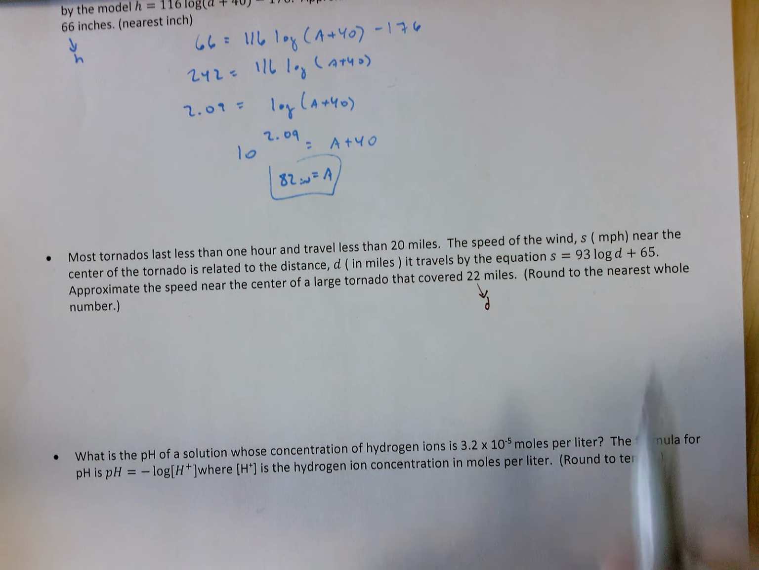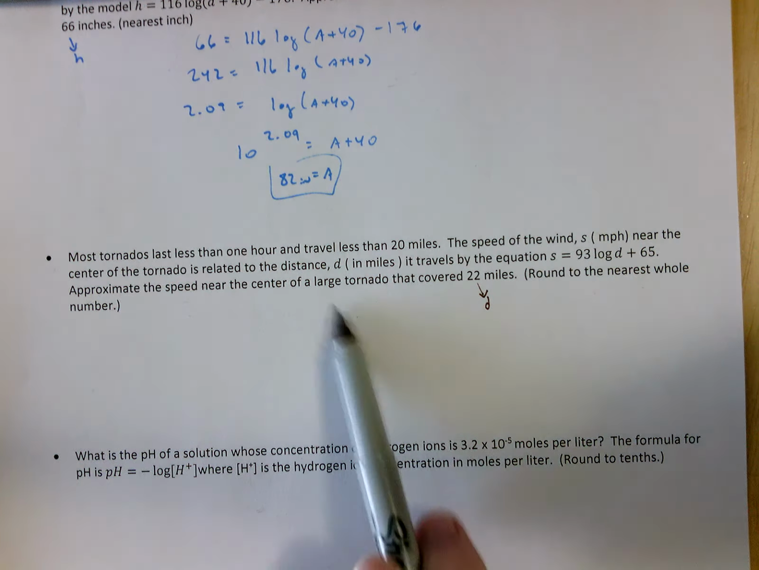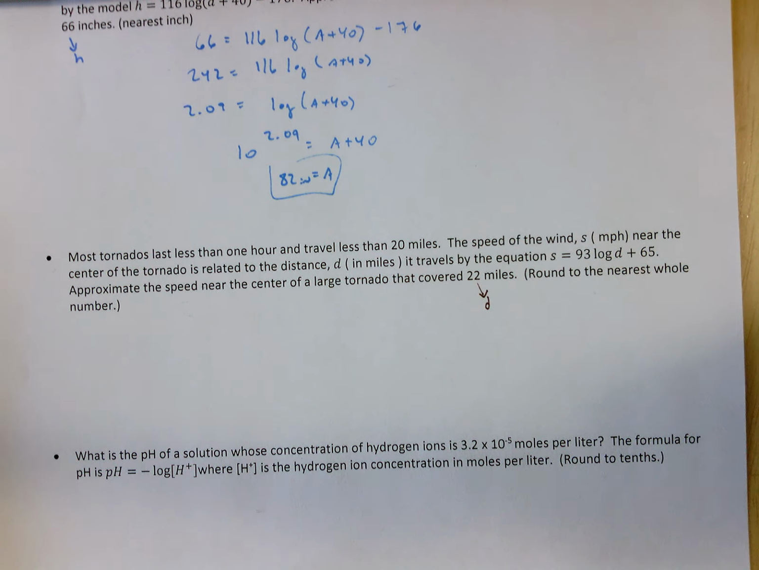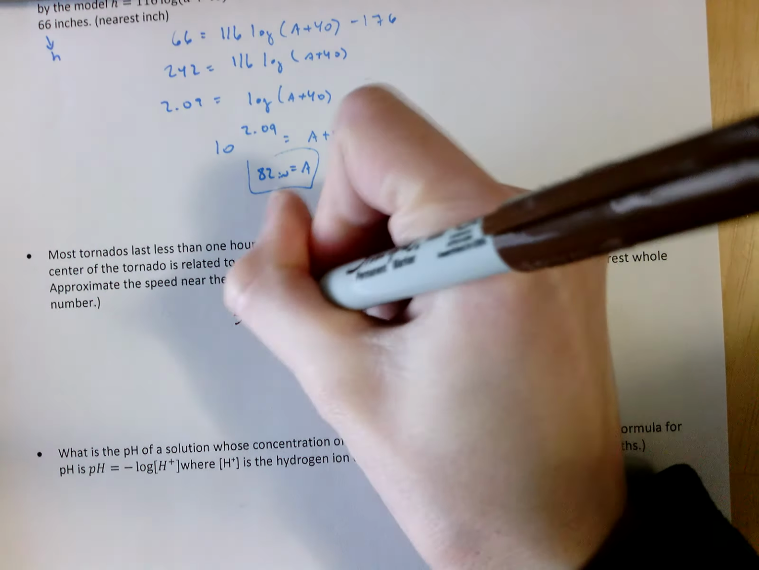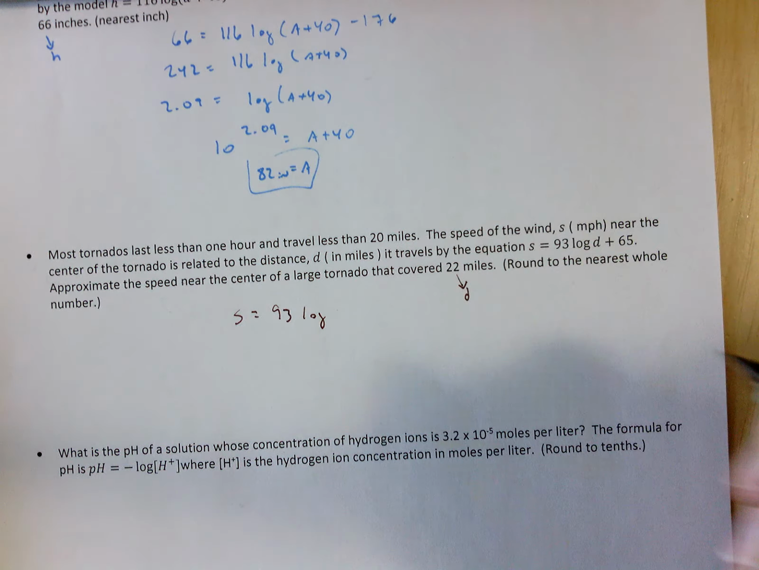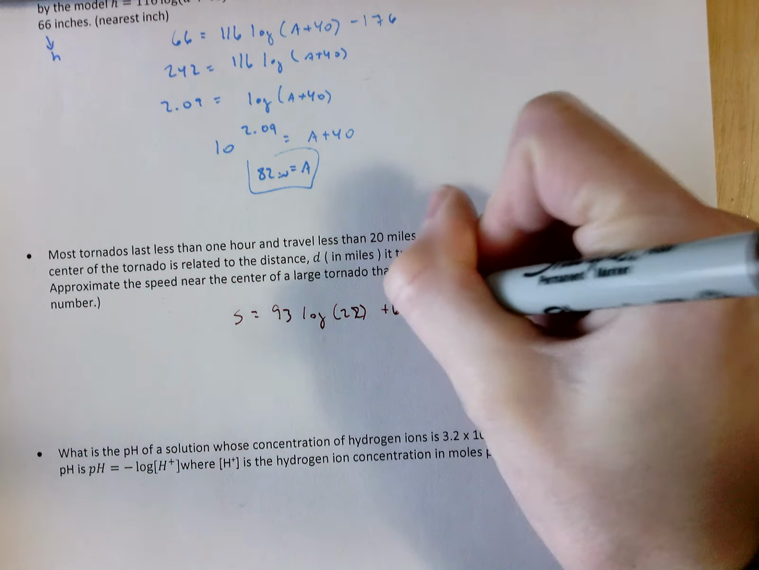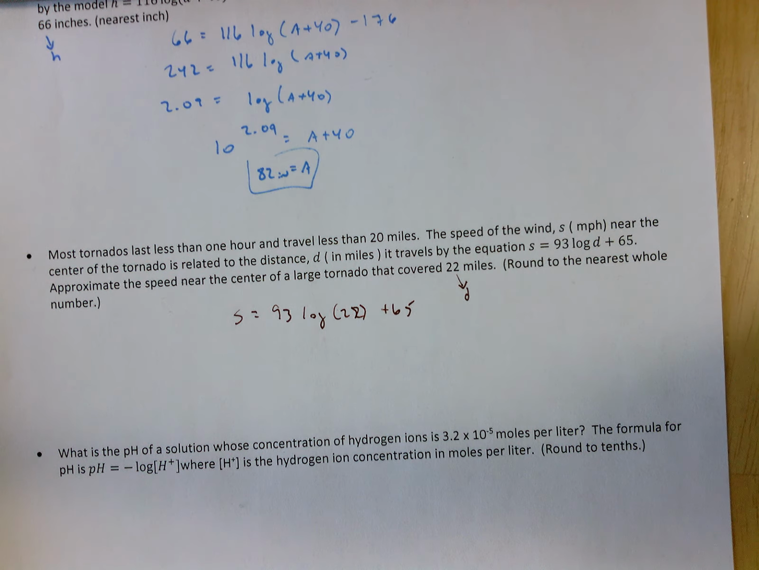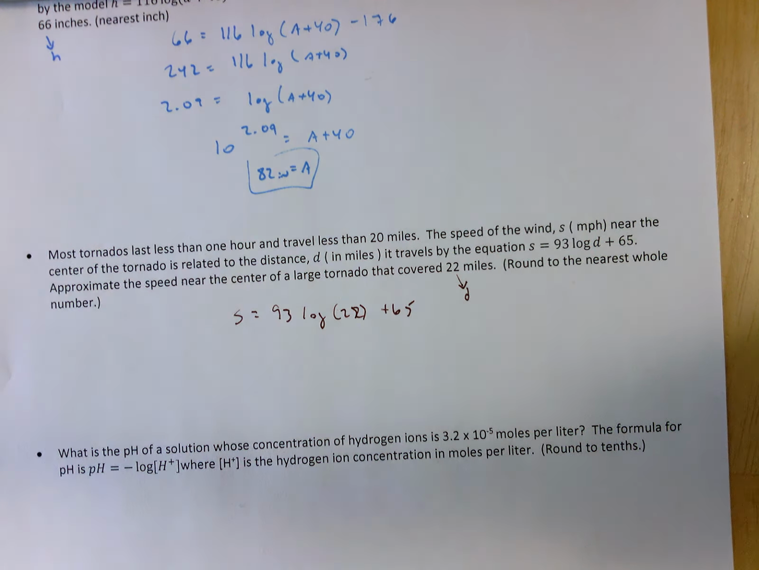Okay, and we got this equation right here. We're going to approximate the speed, which would be S, given that it covered that far. So this time I'm going to have S equals 93 times the log of 22 plus 65. And hey, that's pretty convenient, right? Because this doesn't actually require much from me. Because all I have to do, right? This stuff is all number. So I can just throw that all into my calculator in one go.